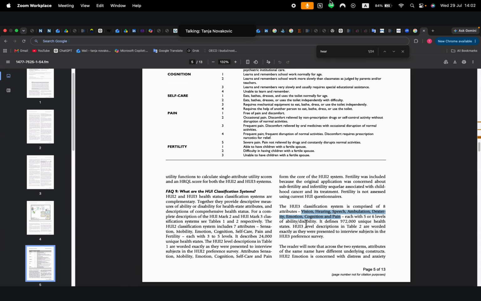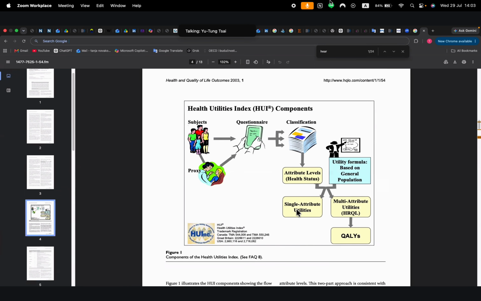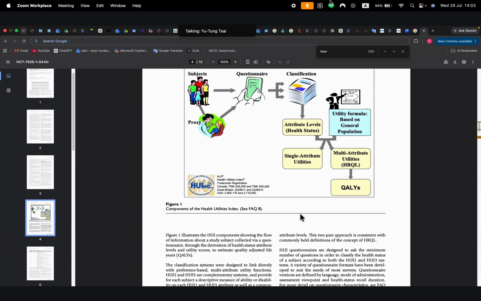972,000 unique health states. Phenomenal. This is UE3, the Health Utility Index. I'm still not quite sure what I should do for now.